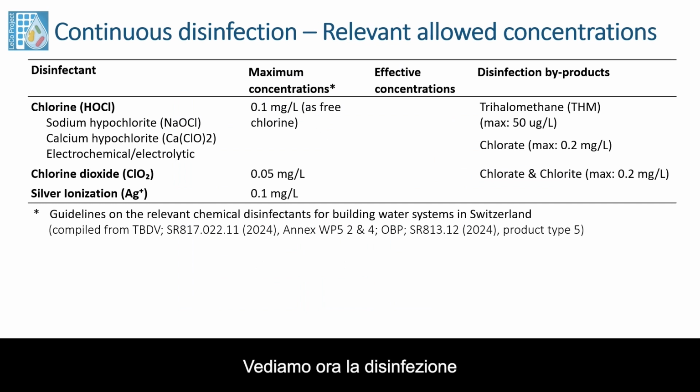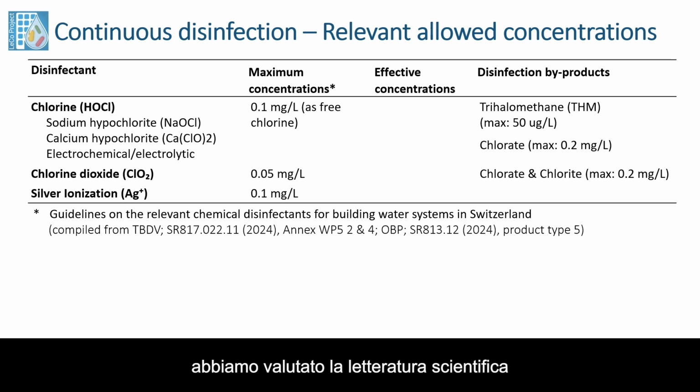So let's look at continuous disinfections and its concentrations in the context of the Swiss regulations and guidelines. Here you see a table with the different disinfectants that are mainly used. However, as a side note, ozone is also allowed in Switzerland. However, it is often not taken into consideration because it is not considered sensible for use in building plumbing system, as it is very reactive and often does not reach distal parts of the building plumbing system. So let's stick to the concentrations and disinfectants mainly used. These are chlorine, chlorine dioxide, and silver ionization.